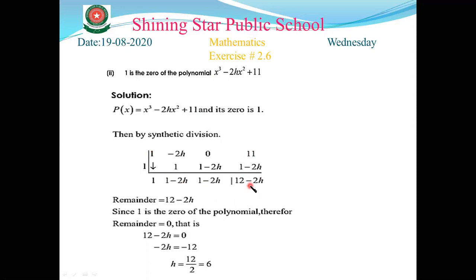So the remainder is 12 minus 2h, but with the same previous logic, 1 is the 0 of the polynomial, so therefore the remainder is equal to 0. 12 minus 2h is equal to 0 means we have to take minus 2h to the right hand side, so it becomes plus 2h. Or as the other step, you can take 12 to the right hand side, it becomes minus 12. Minus minus cancel, 2 divided on the right hand side, h equal to 6 is your required answer. Simple.